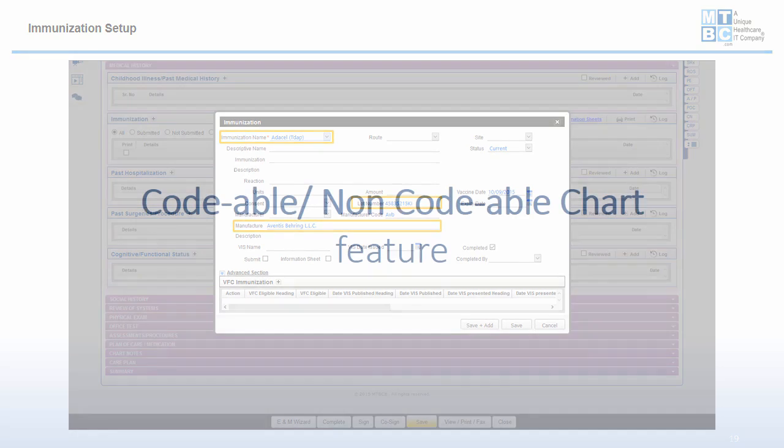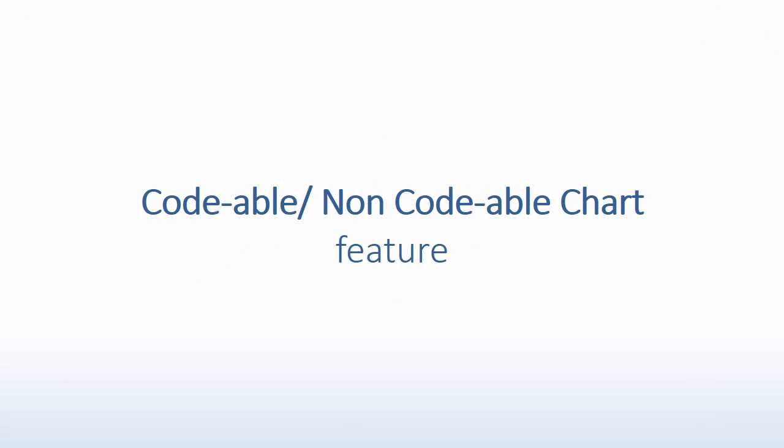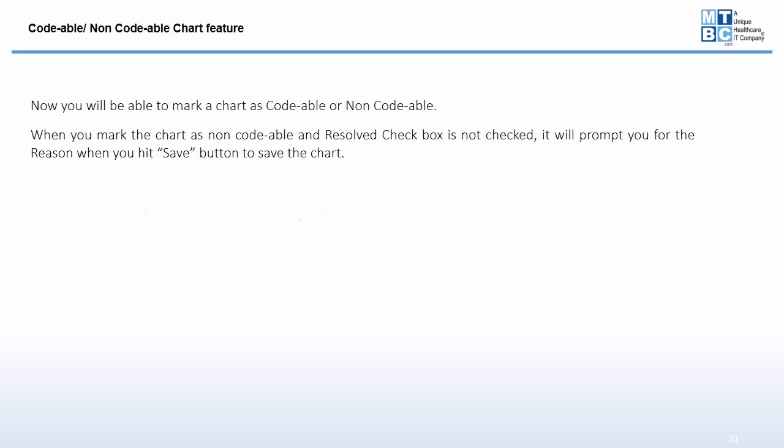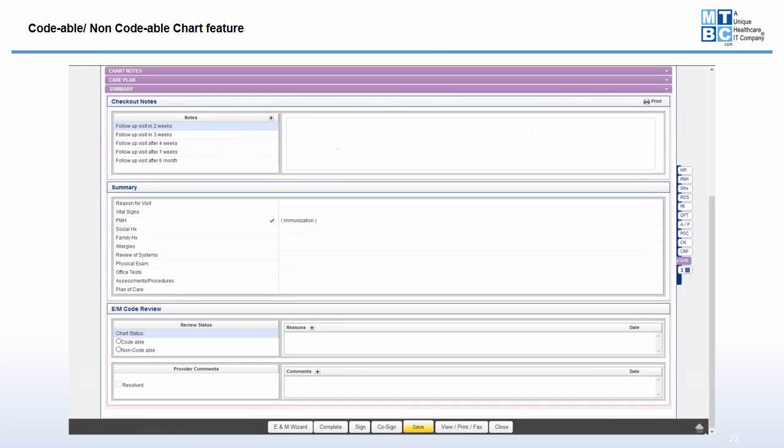Now, the next is the codable, non-codable charts feature. Now, you will be able to mark charts as codable and non-codable. When you mark the charts as non-codable and the resolved checkbox is checked, it will prompt you for a reason when you click the button to save the chart. Now, new changes. This is a new module which we introduced into the summary section.